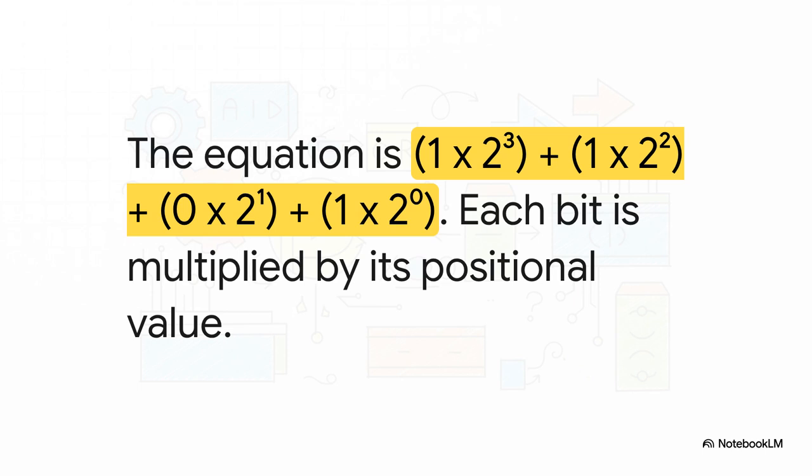Starting from the right, that first 1 is in the 1's place. That's 2 to the power of 0. The 0 next to it, that's in the 2's place, or 2 to the power of 1. The next one is in the 4's place, which is 2 squared. And that final one on the far left, that's in the 8's place, or 2 cubed.